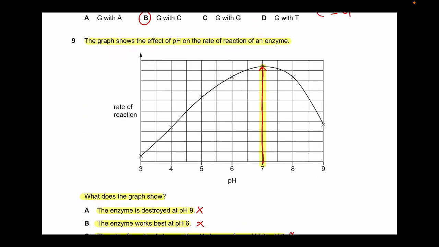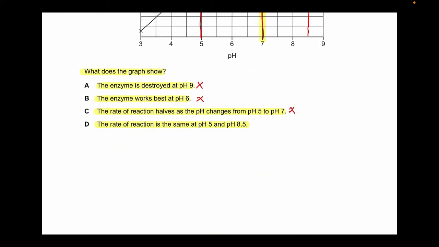Okay, so let's look into this one. At pH 5, the rate is, all right, and then let's move to the same level at 8.5. The rate and activity is the same. So option D is the correct answer.